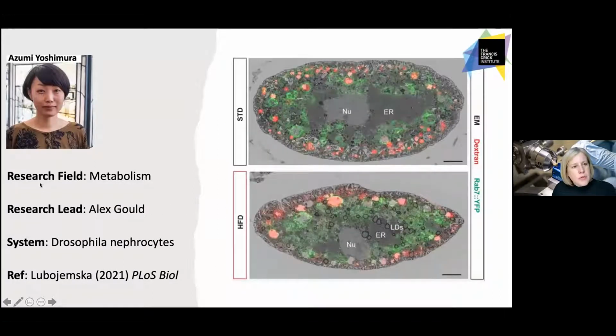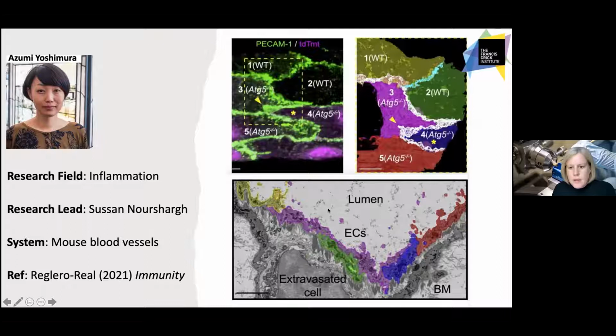Whereas with Azumi Yoshimura's work, so Azumi has just moved on to run her own facility in Japan, which is very exciting. She was working with Alex Gould in the field of metabolism, imaging Drosophila nephrocytes, which are much bigger cells, and looking for endocytic structures. And this work is done with serial block face SEM, as is a second study where Azumi was looking for neutrophils escaping between endothelial cells in a blood vessel in response to inflammation with Susan Nourshargh's lab. And this is also bringing in autophagy labels for ATG5.